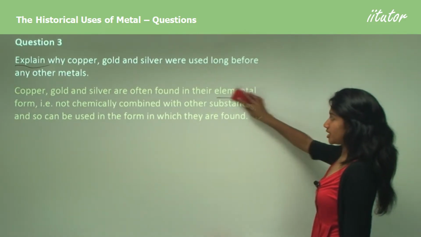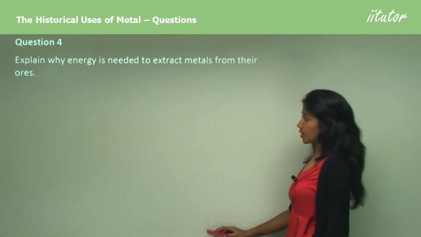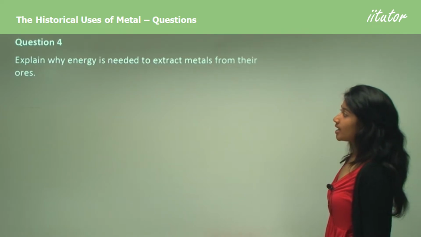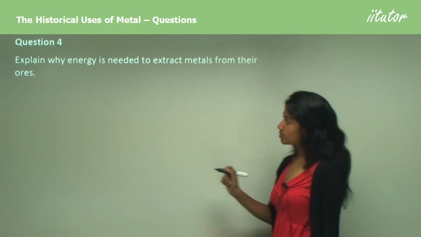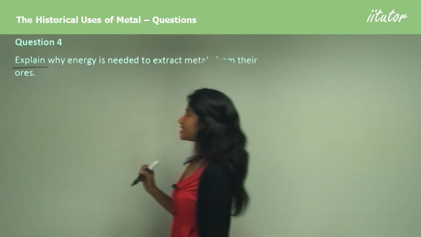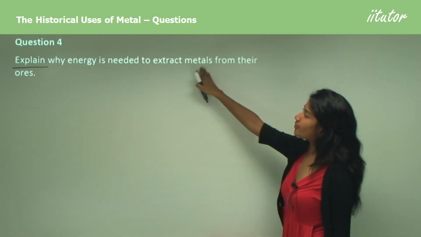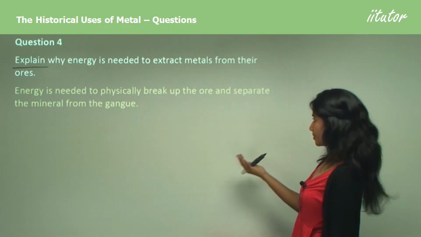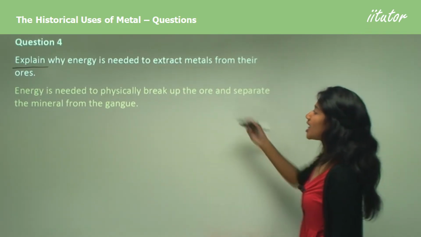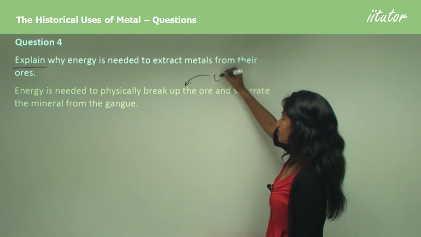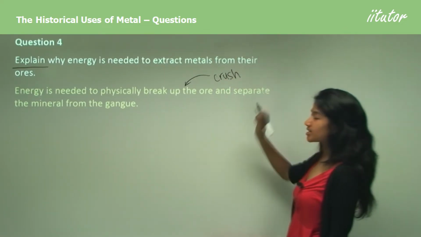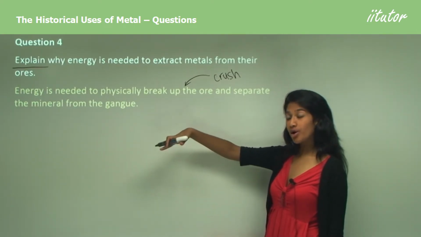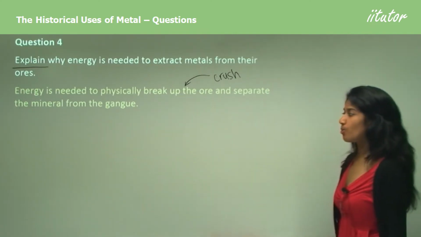Now we would move to question 4. Question 4 asks, explain why energy is needed to extract metals from their ores. Again, we would underline the key verb, which is explain. So we have to give a detailed answer, and we would be focusing on the energy needed. So energy is needed to physically break up the ore and separate the mineral from the gangue. This means to crush the ore, to increase the surface area to effectively dissipate the heat. And the gangue is the waste product, the part of the ore that has no worth.